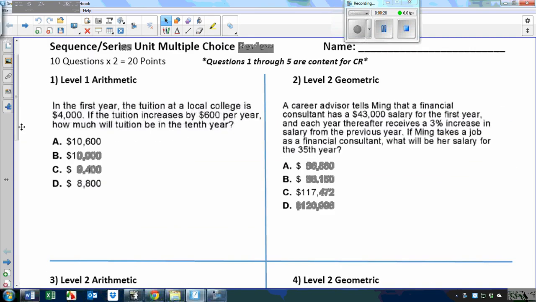But again, it's all for question 12 on the constructive response, which has a lot of layers to it. It has arithmetic, geometric, sequence, and series all built into one question. So here we go. Number one.